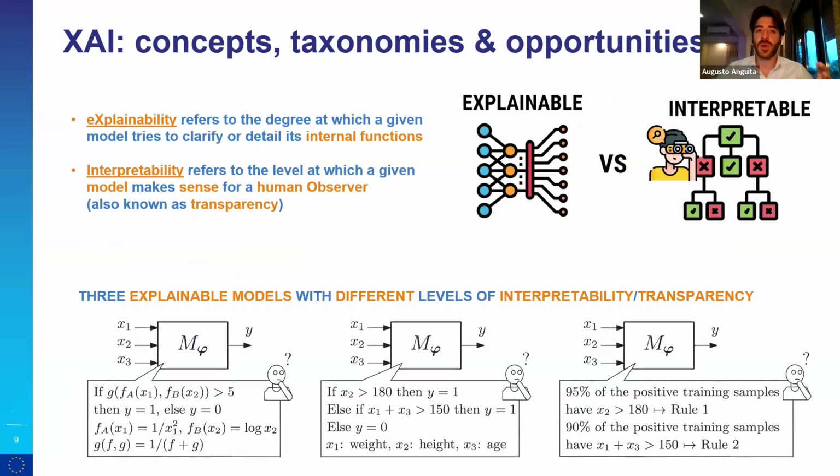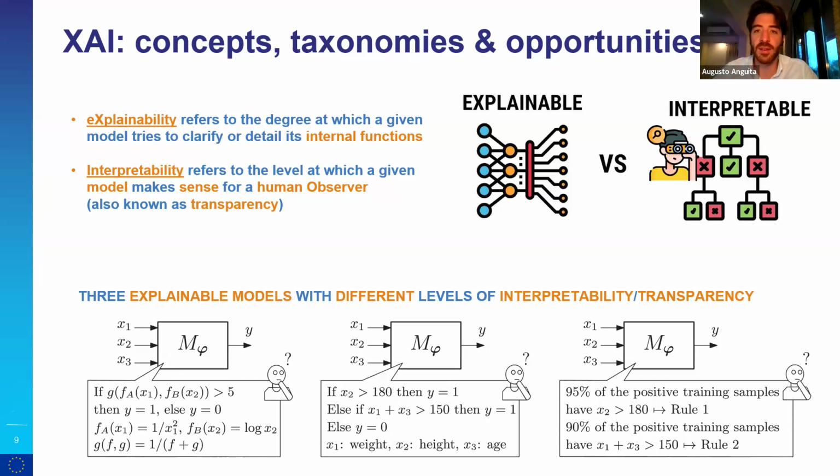For understanding, we are talking about interpretability, we are talking about explainability. These concepts are different. Explainability is more an active characteristic of the system, any kind of explanation that the model gives us for explaining its internal functioning, its internal mechanism. On the other hand, interpretability will depend more on the external observer, on the human side, and is the level at which a given model makes sense for a human observer. So it's a passive characteristic.